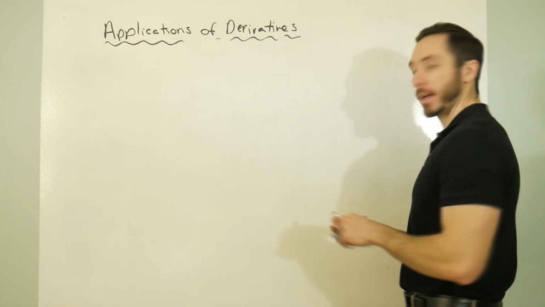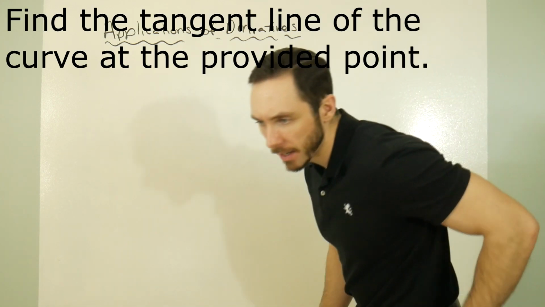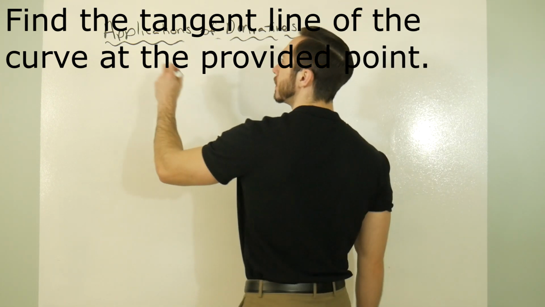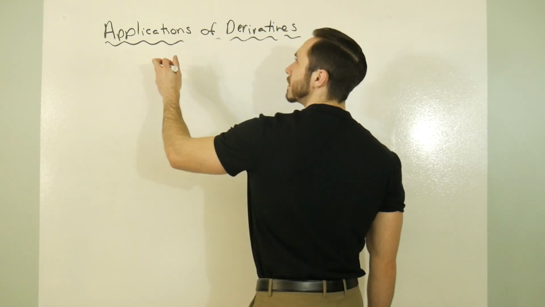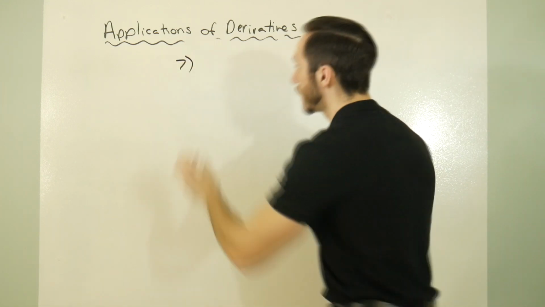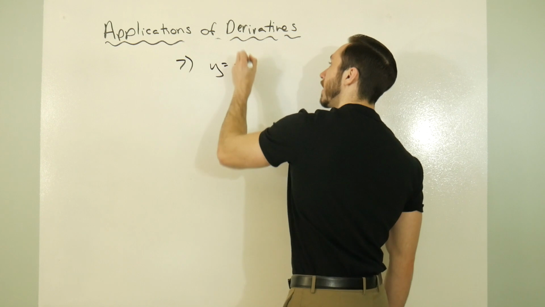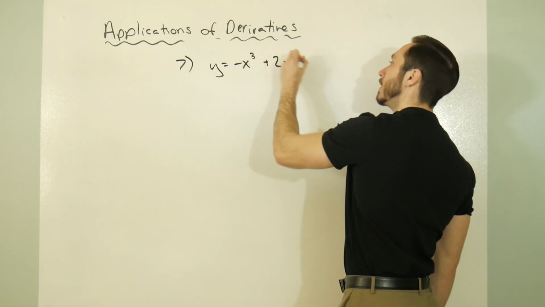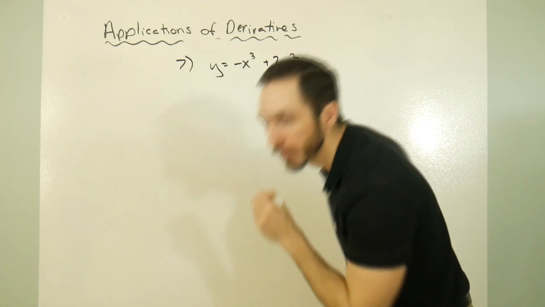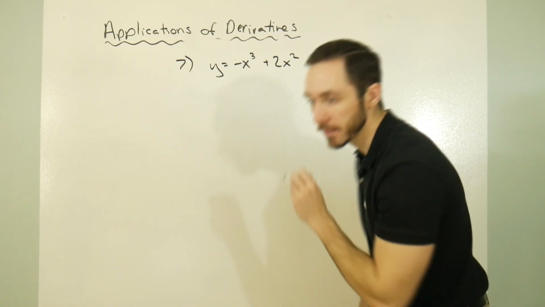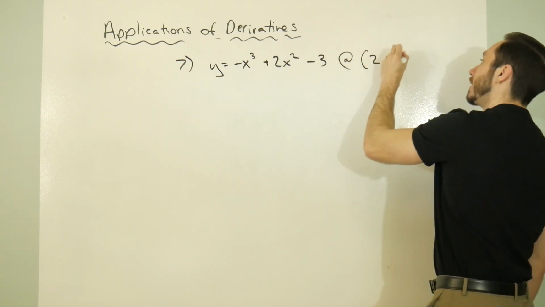So let's take a break from that stuff, and let's just talk about finding tangent lines. So number 7. I'm going to give you a curve. I'm going to give you a negative cubic. So negative x cubed plus 2x squared. We're going to subtract off 3. And what I want to do is find a tangent line specifically at 2, -3.